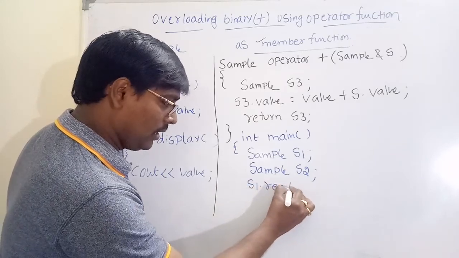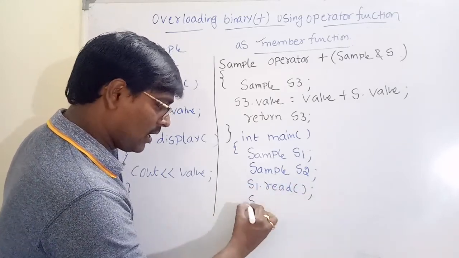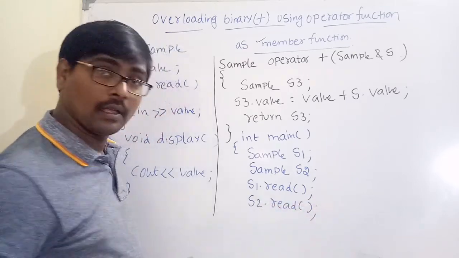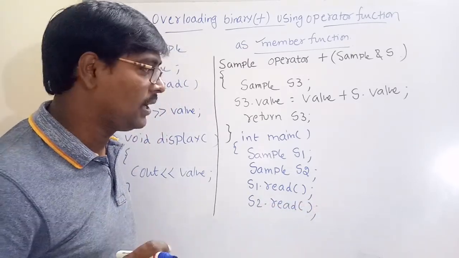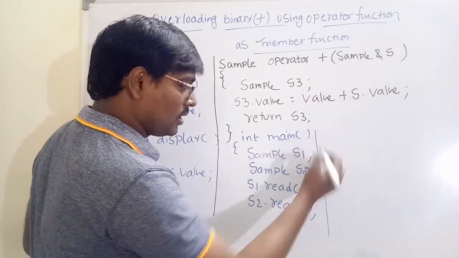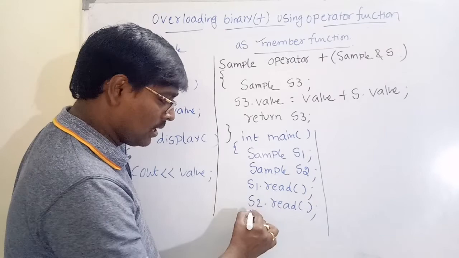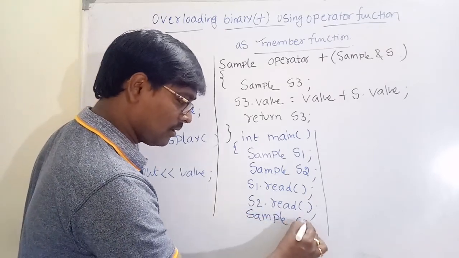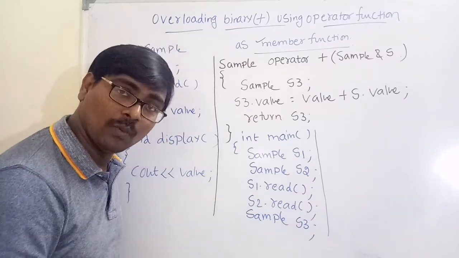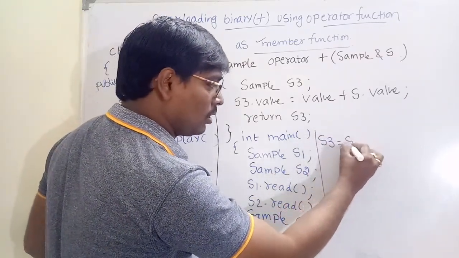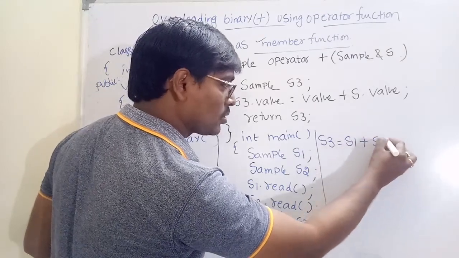S1 dot read, S2 dot read. I call S1 dot read and S2 dot read, and then suppose I am creating one more object S3. S3 is equal to S1 plus S2.